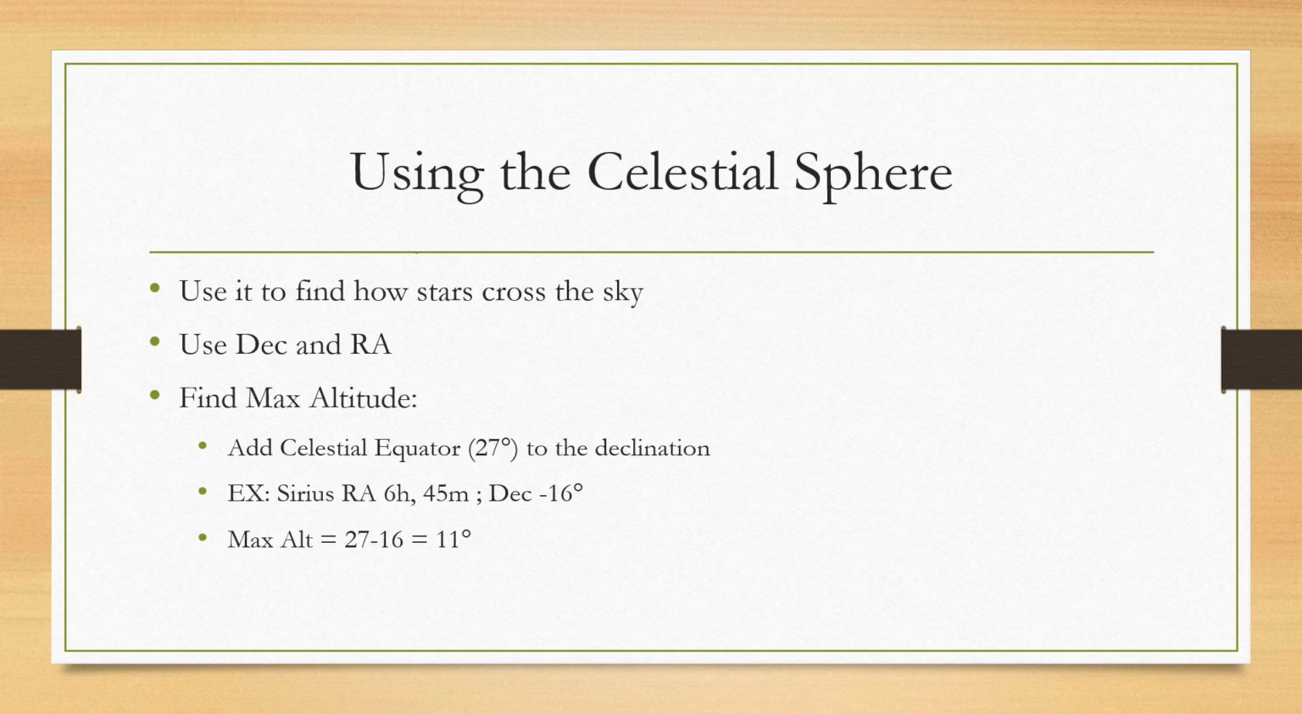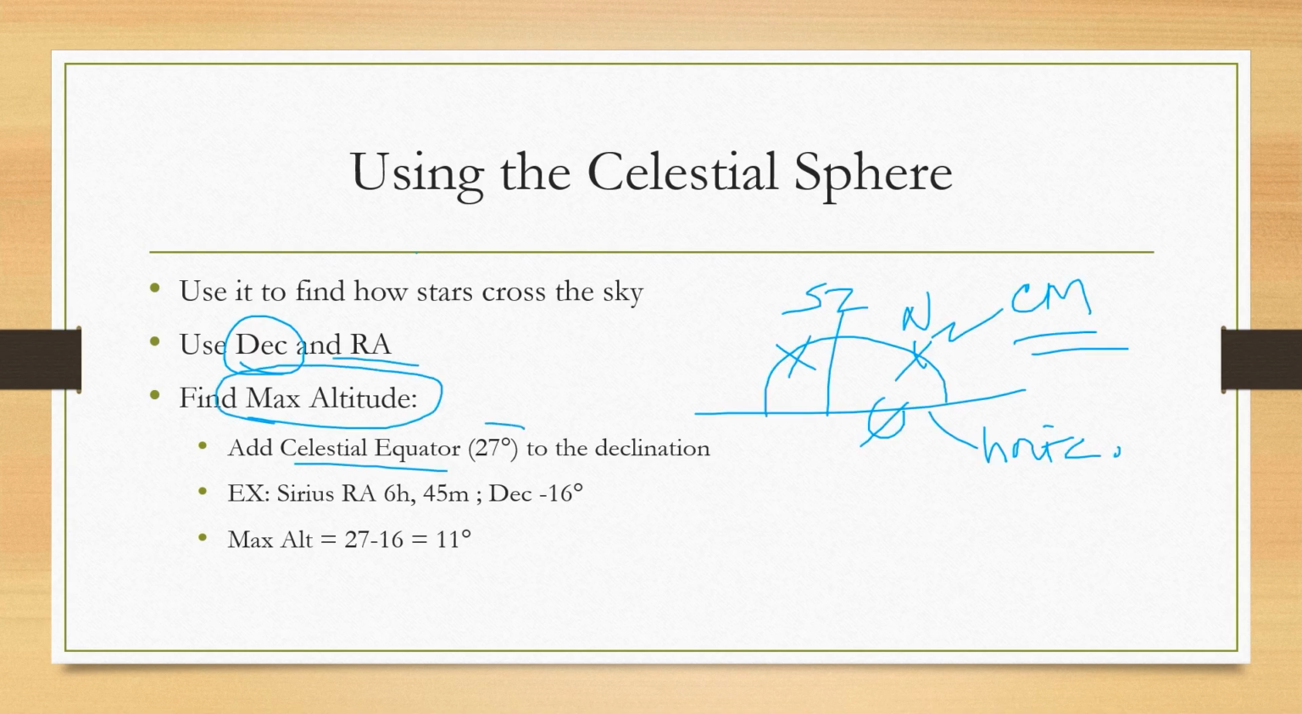Now let's move on to the celestial sphere. We use it to find how stars cross the sky, and to do so we're going to use declination and right ascension. To find the maximum altitude, we're going to add the celestial equator, which is 27 degrees based on where we are, to the declination.